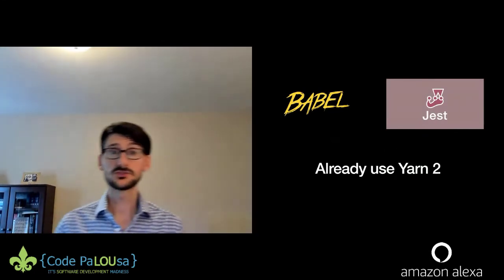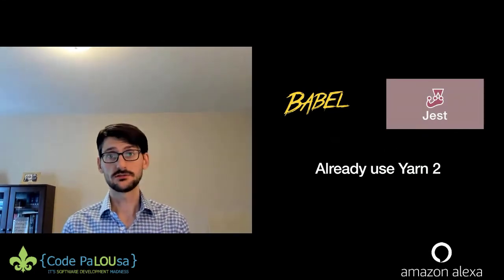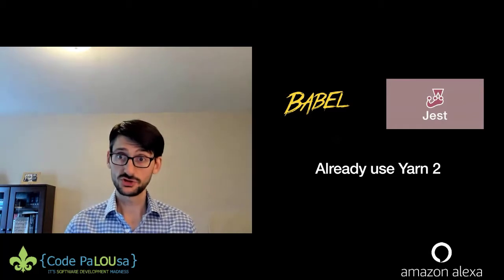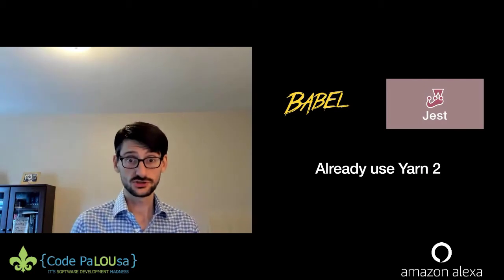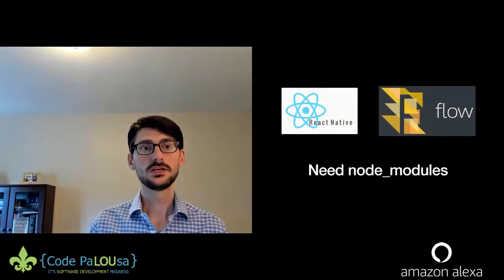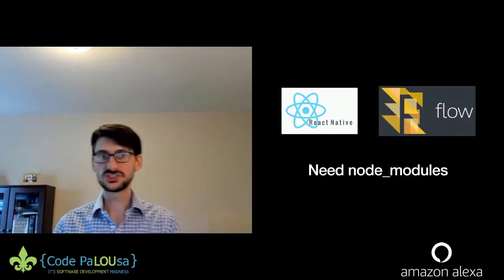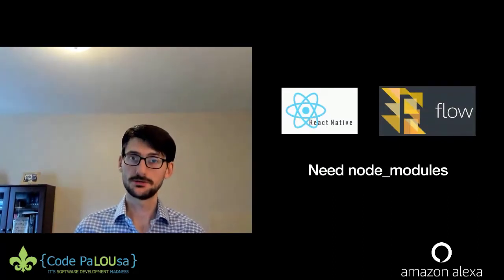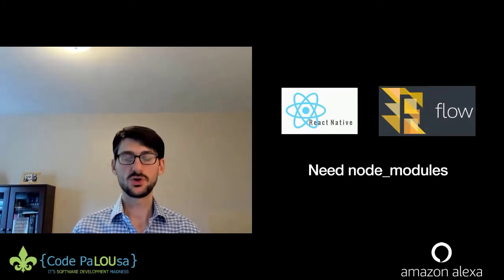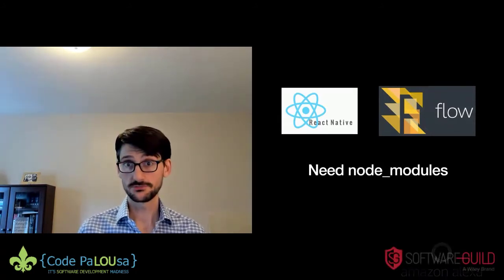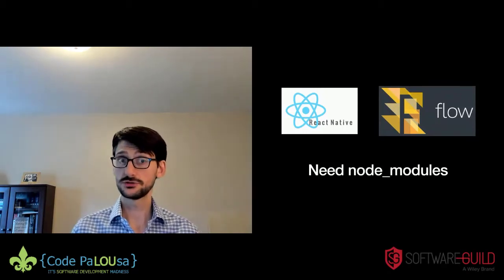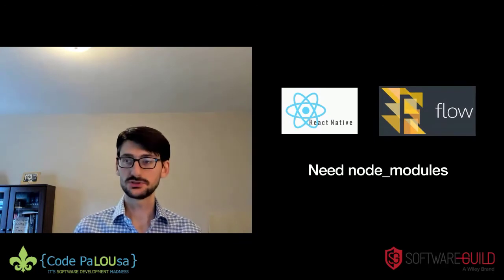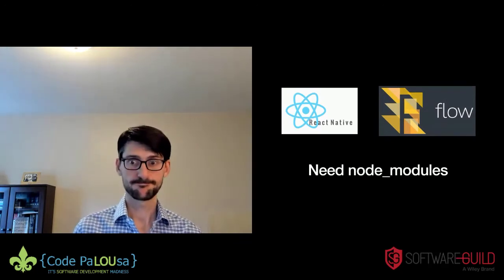Most popular libraries and frameworks are now compatible with PnP, and many of them are moving to use Yarn 2 for building the projects themselves. Projects such as Babel and Jest are now using Yarn 2 internally. Now, there are also a couple of standouts that still don't support PnP. The biggest ones to be aware of are React Native and Flow. But both of these are still completely compatible with Yarn 2 by utilizing the built-in node modules linker.